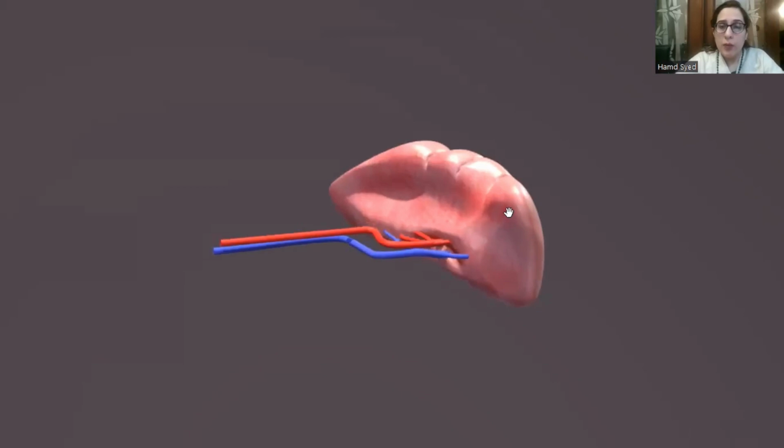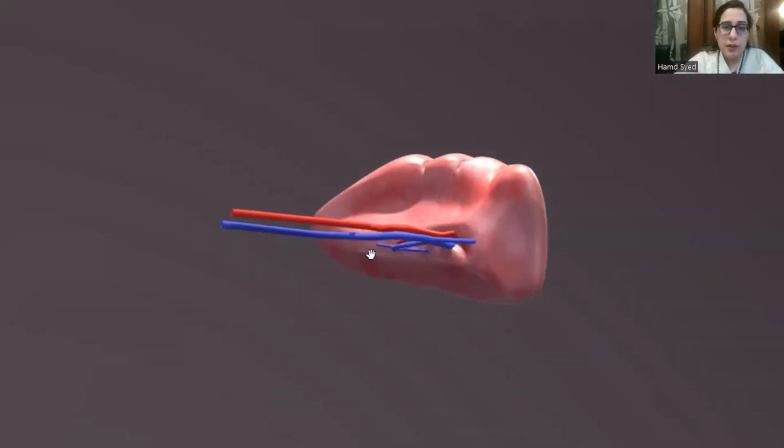Also, we have two main borders. This here is the superior border of the spleen, which has many notches. The notches represent the splenic lobules, which are present before birth but disappear postnatally. And here is the inferior border of the spleen, you can see over here. So the next thing to keep in mind is that there are two poles or extremities.